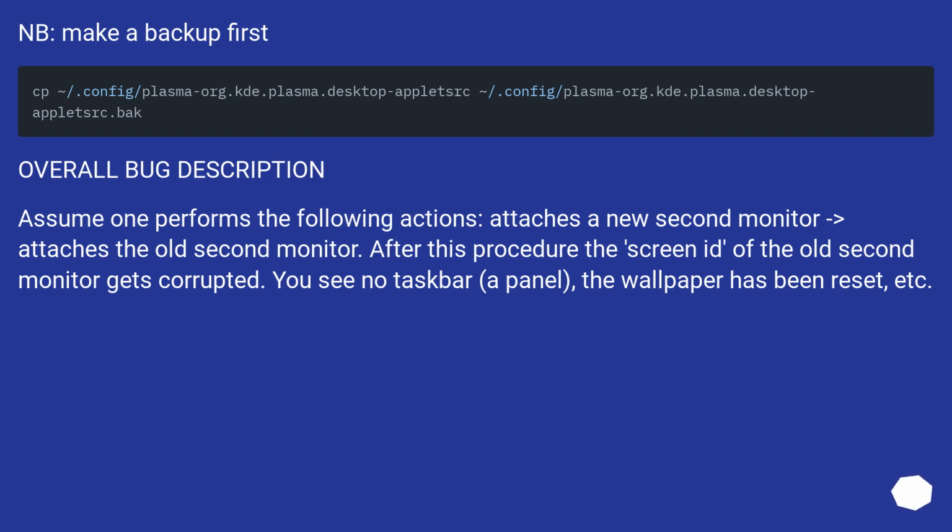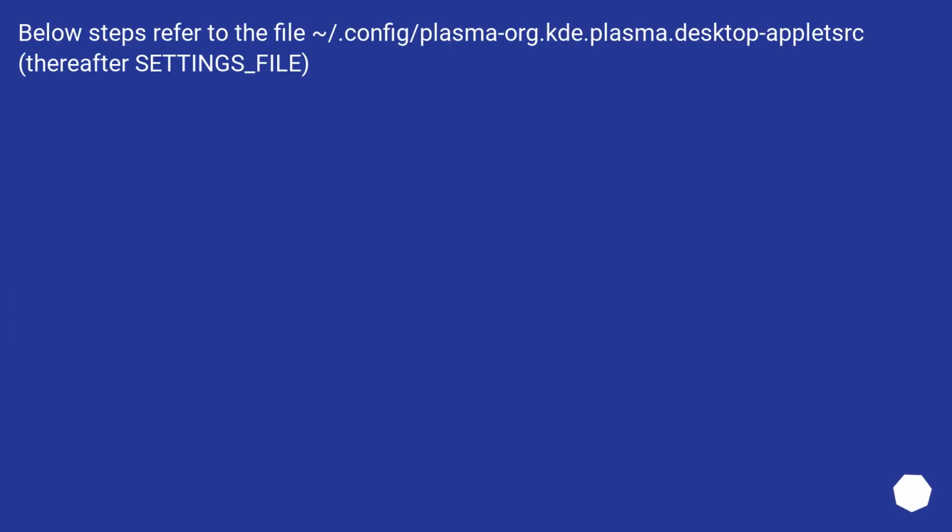Overall bug description. Assume one performs the following actions: attaches a new second monitor, then attaches the old second monitor. After this procedure, the screen ID of the old second monitor gets corrupted. You see no taskbar, a panel, the wallpaper has been reset, etc. Below steps refer to the file ~/.config/plasma-org.kde.plasma.desktop-appletsrc, thereafter settings_file.